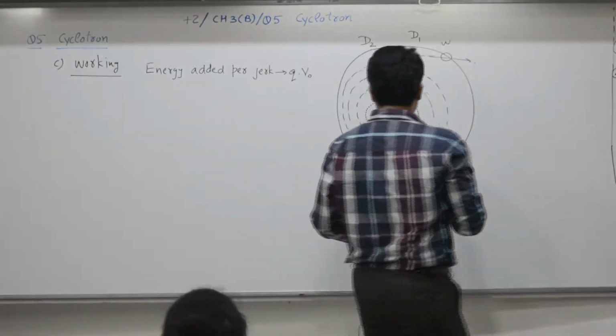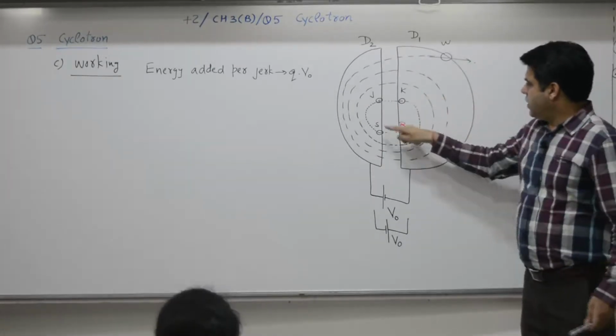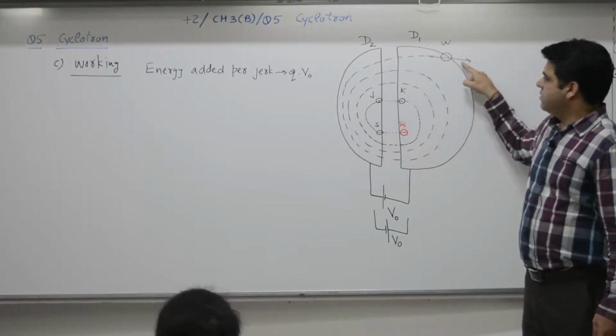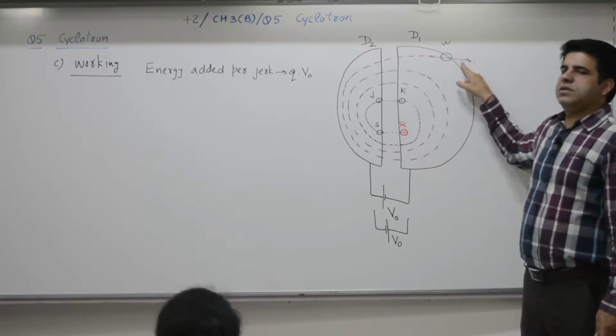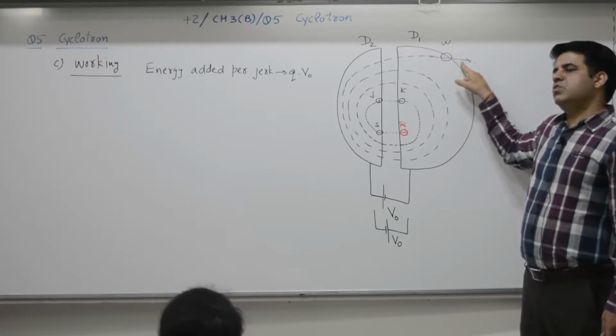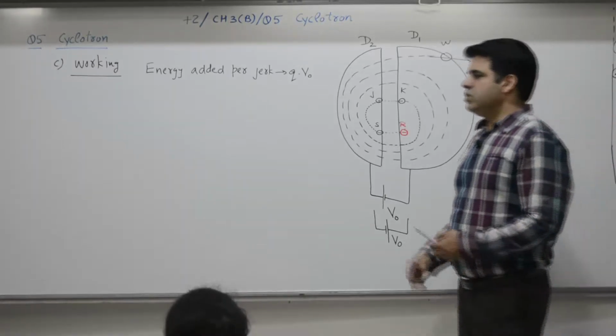If you experience 100 jerks, energy will be 100 times QV0. If you experience 1000 jerks, it will be 1000 times QV0. Time with you is 3 minutes to write.